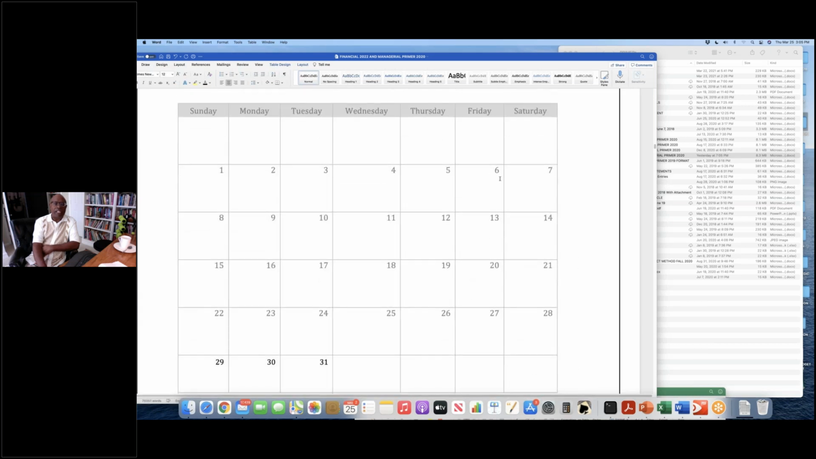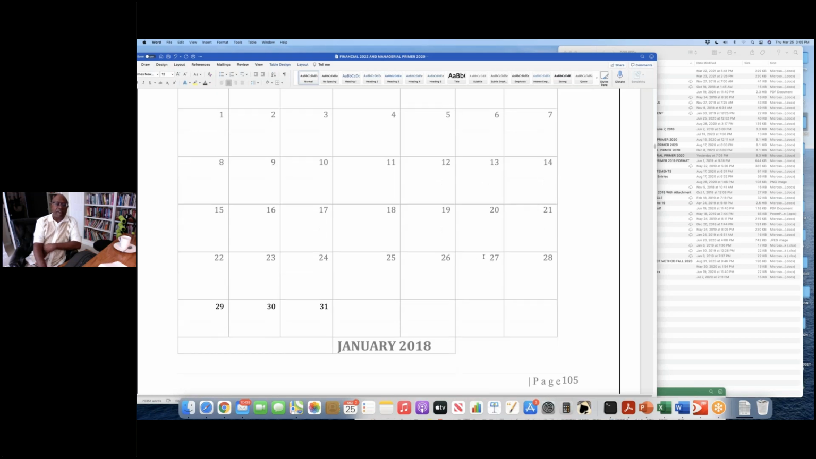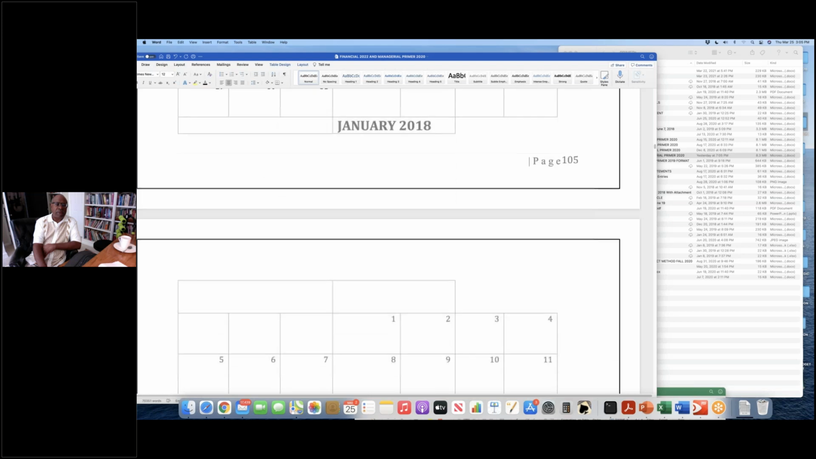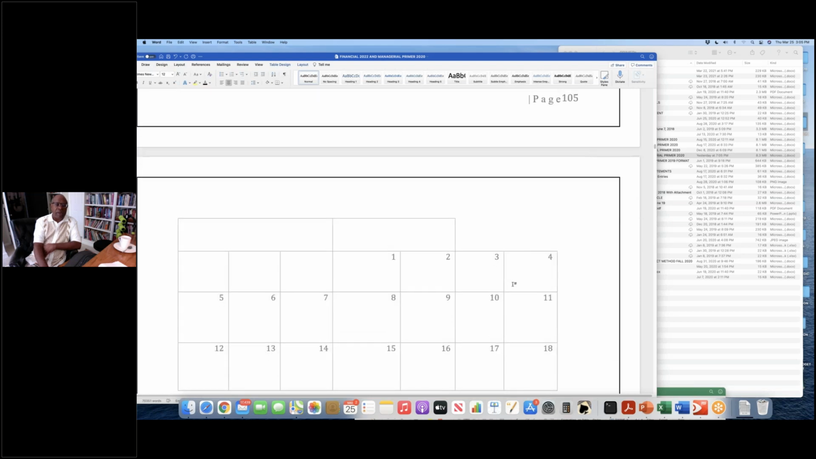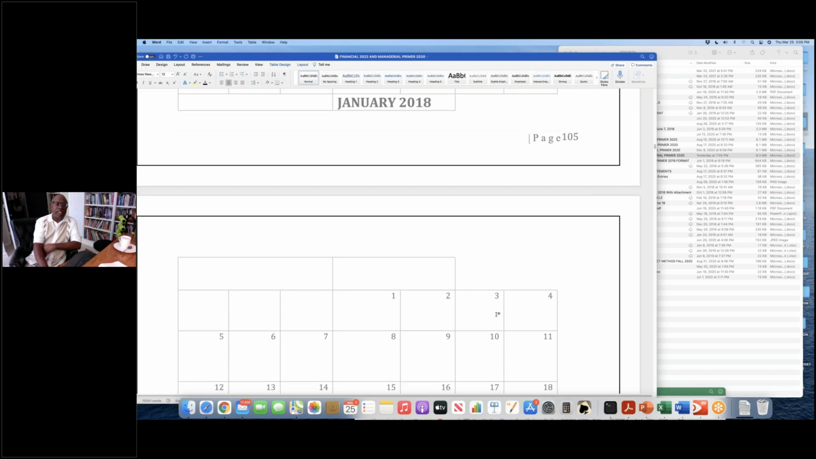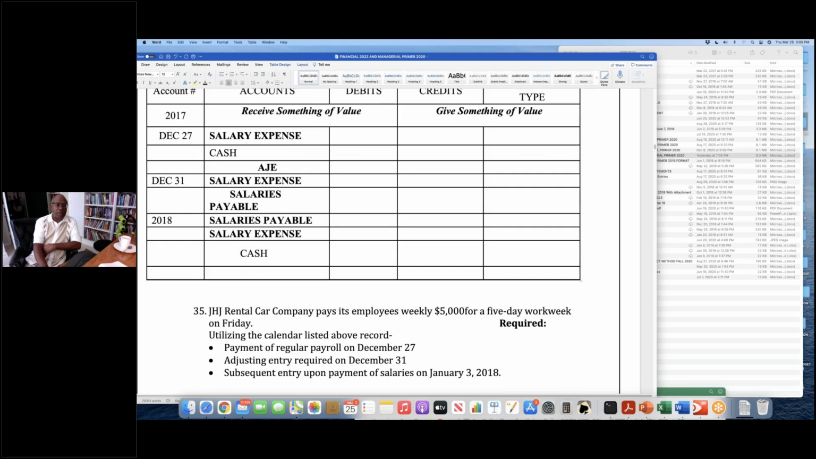So on the 6th, they got 5,000. On the 13th, they got 5,000. On the 20th, they got 5,000. On the 27th, they got 5,000. Make this journal entry. Then they didn't get paid for these 2 days. Make the adjusting entry. Then we got into January and we paid full salary on the 3rd. Make that journal entry. So that's what you're being asked to do with this information.